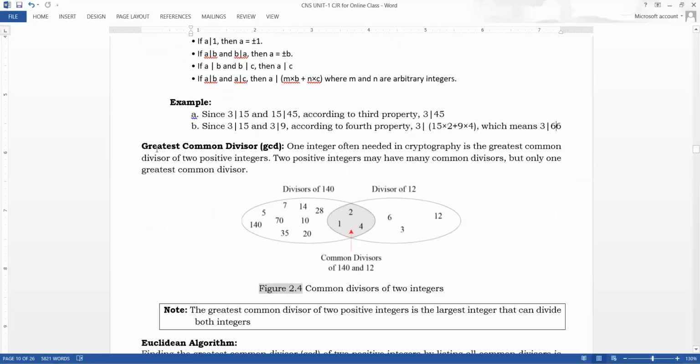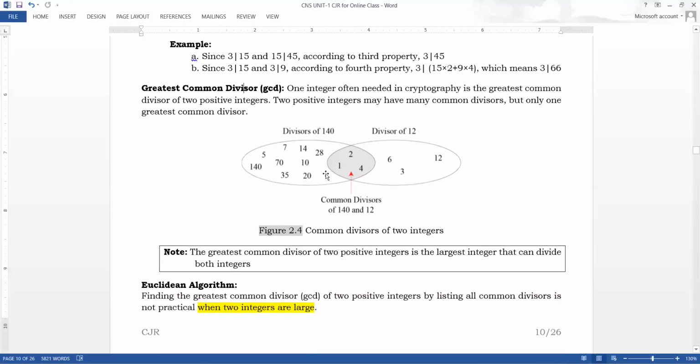And now come on to the greatest common divisor. To define the GCD of two numbers, we have to find the common factors of these two numbers. For example, GCD of 140, 12. First find the factors of 140 and then the factors of 12, and then take the common factors. Here 1, 2, 4 are the common factors. Among these, the biggest factor will be the GCD of these two numbers. So GCD of 140 and 12 equals 4.